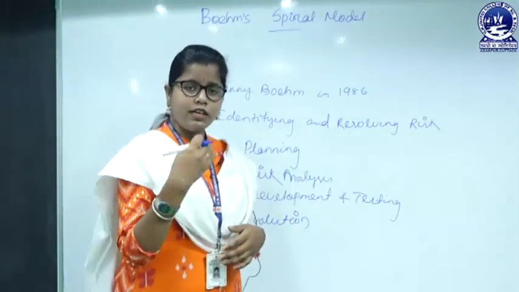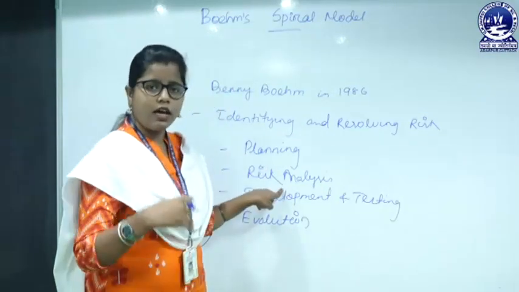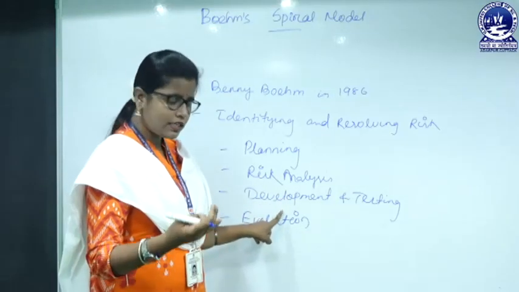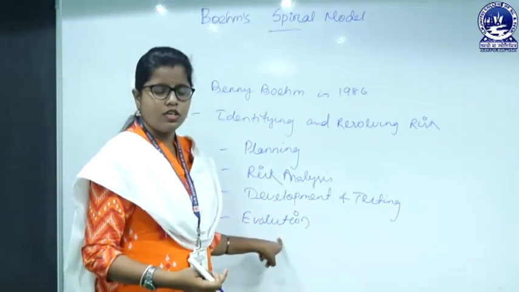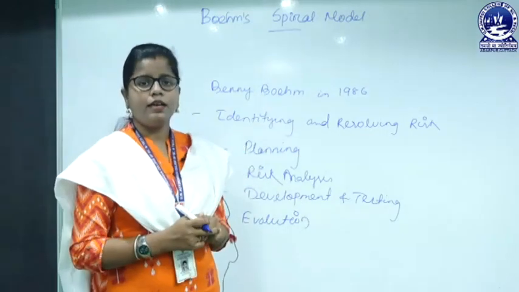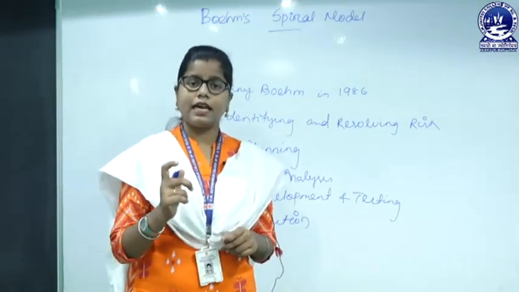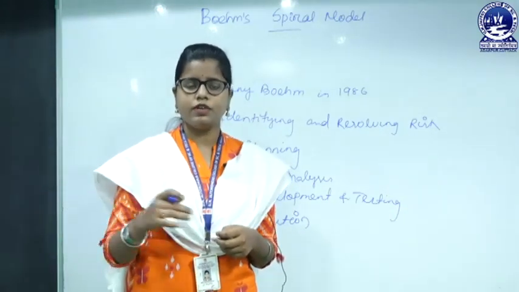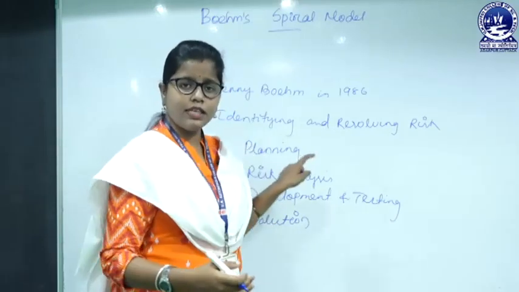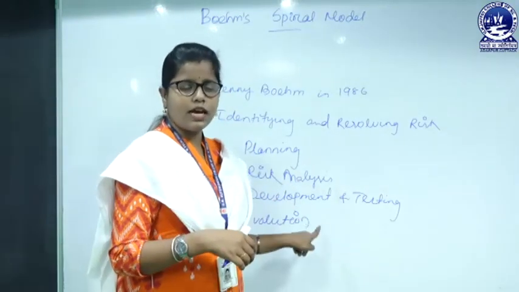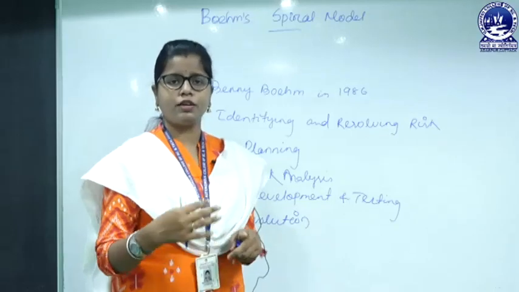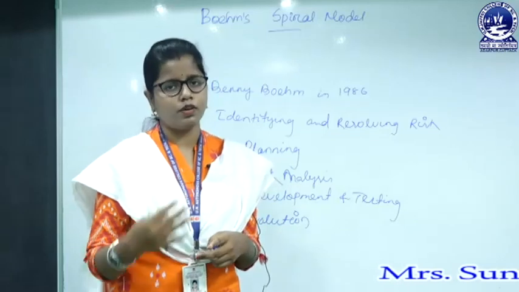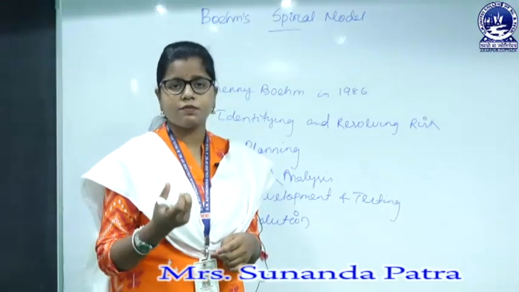Then we will again go to planning, then again risk analysis, again development and testing, and next evaluation. So why is it named spiral? Because the spiral model looks like a spiral. Without a fixed sequence of steps, we are going to repeat these four phases. That means these are iterative phases. We are going to repeat them until our customer is satisfied with our product. So let's see what that spiral model is.